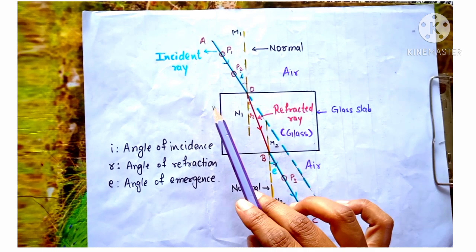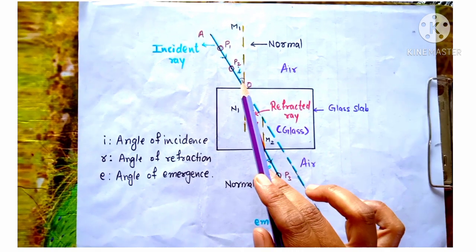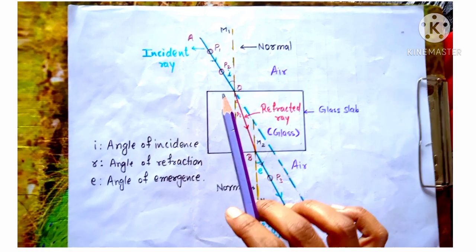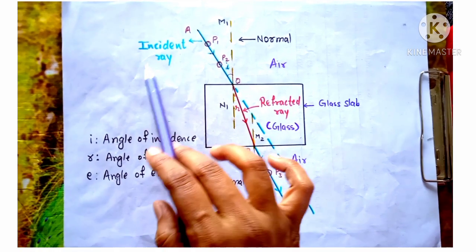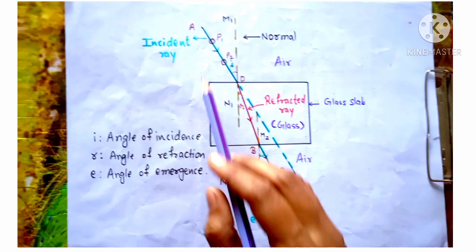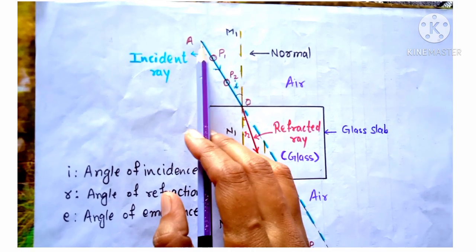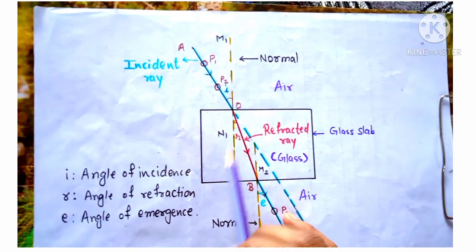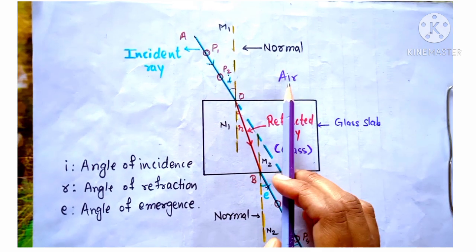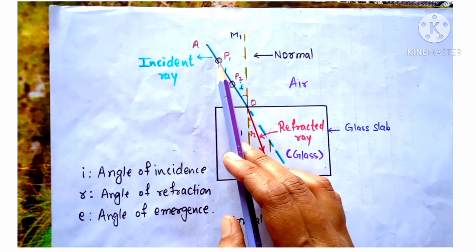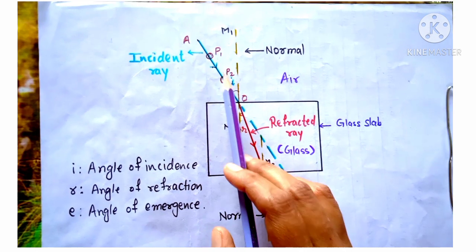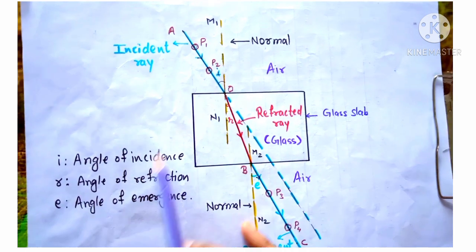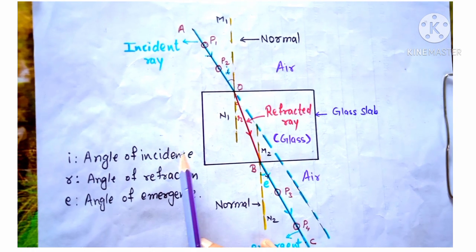Now the experiment of refraction of light through the glass slab which you have seen, in that experiment, in the practical notebook, you have to write the names of the rays in this manner. Here, this is an incident ray. This is M1, N1 is a normal. This is the portion of air. The initial two pins that we have used are P1 and P2. The angle between the incident ray and the normal is the angle of incidence. So I is the angle of incidence.